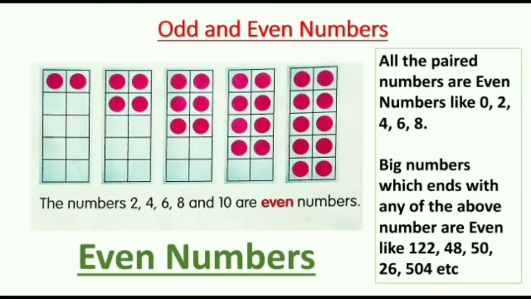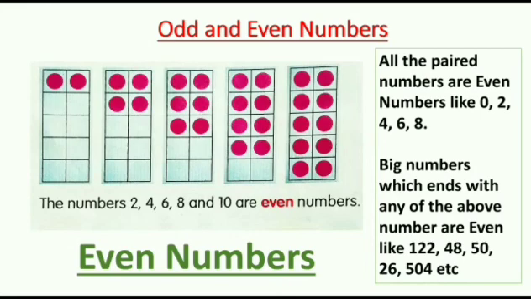Now, odd and even numbers. What are odd numbers and what are even numbers? We are going to study this. All the paired numbers are even numbers, like 0, 2, 4, 6 and 8. These are even numbers. You can see in the graph also, it has pairs. 2, 4, 6, 8 and 10, they all have pairs. So we call them even numbers.